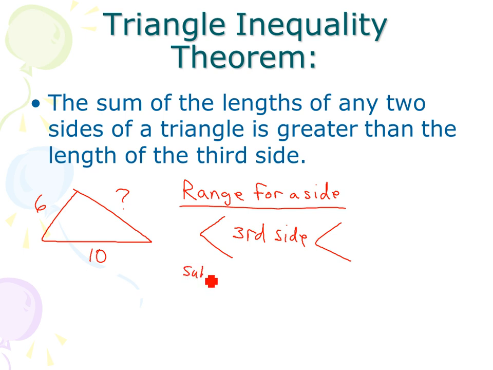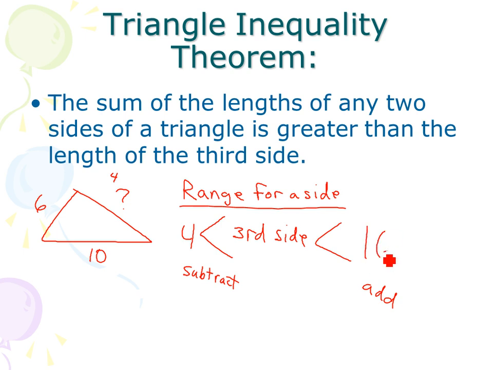Subtract, good. Way to go. So you might want to write that down. On this one, what is 10 minus 6? 4. So on this triangle, the smallest this side could be is 4. And then add them together. And on the other side, guess what you do? You add. What do you get?